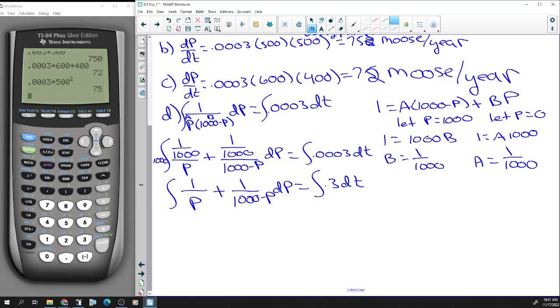Well, now we can do the antiderivative. So we're going to go natural log absolute value of P plus natural log absolute value of 1,000 minus P is equal to 0.3 T plus C.